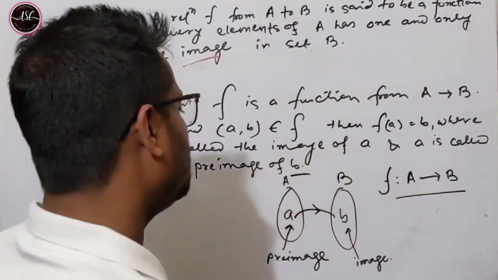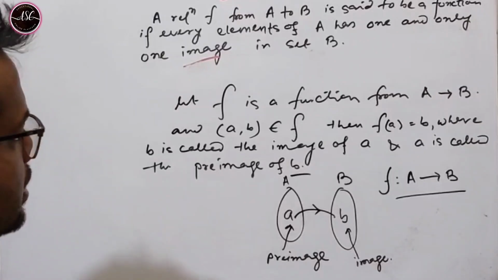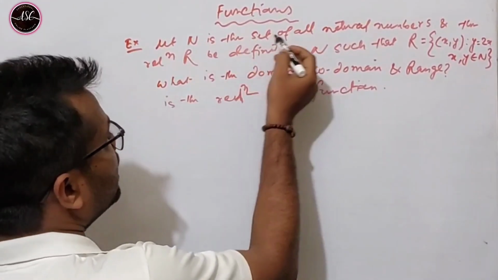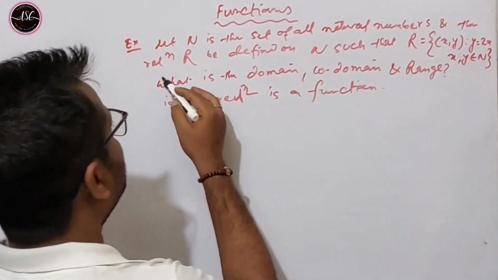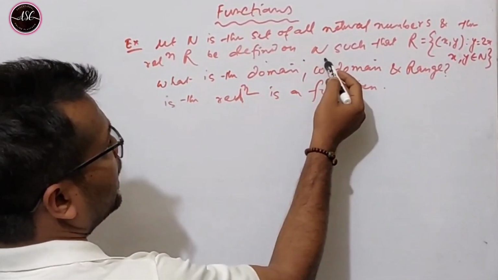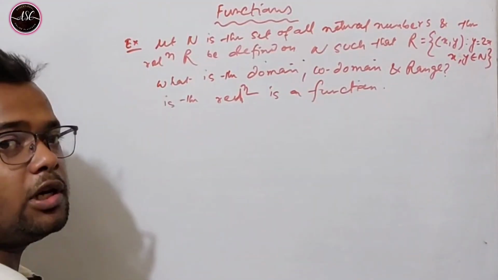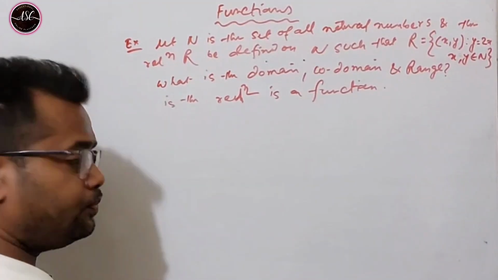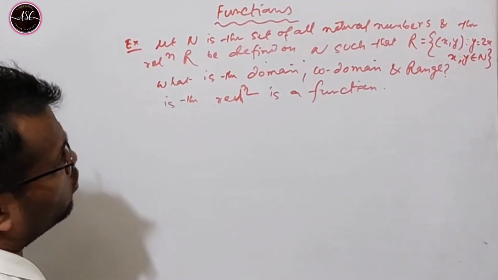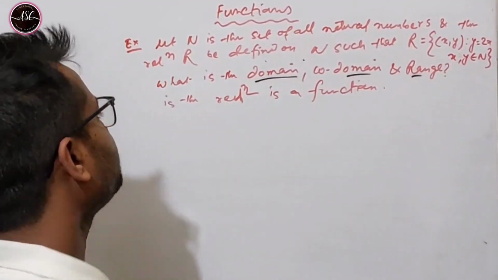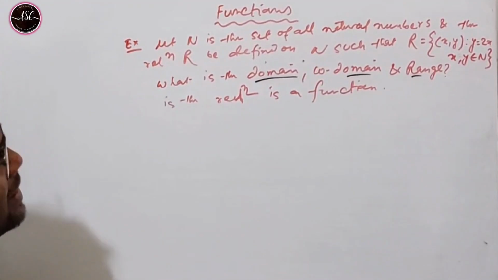Okay, now we are going to look at some examples. Let's just look at this example. N is the set of all natural numbers, and the relation R is defined on N such that R equal to {(x, y): y is equal to 2x, x, y belong to N}. That means x, y belong to natural numbers. What is the domain, codomain, and range? Previously we have done this. Okay, so is the relation a function?